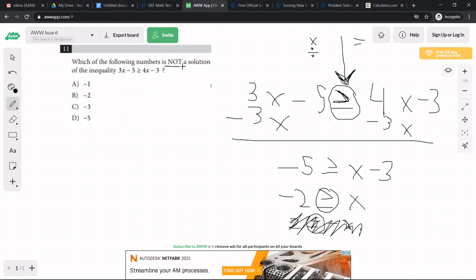The question asks for... Really important to make sure that you see this not sign and not just immediately choose negative 2. Negative 3 is less than negative 2, negative 5 is less than negative 2, negative 2 obviously is equal to negative 2. So we know that the answer is negative 1. It is greater than negative 2.